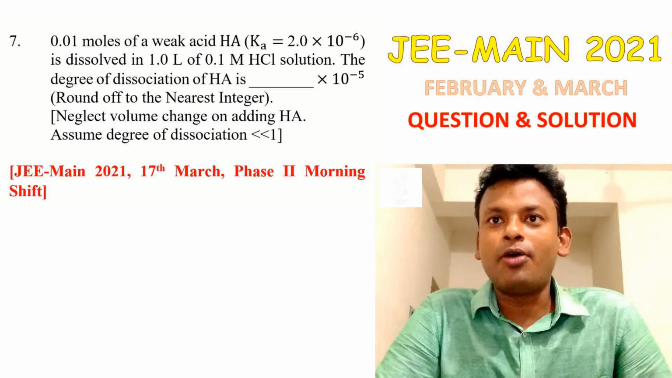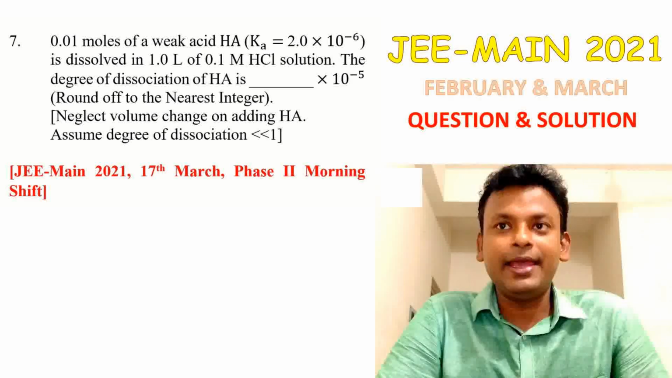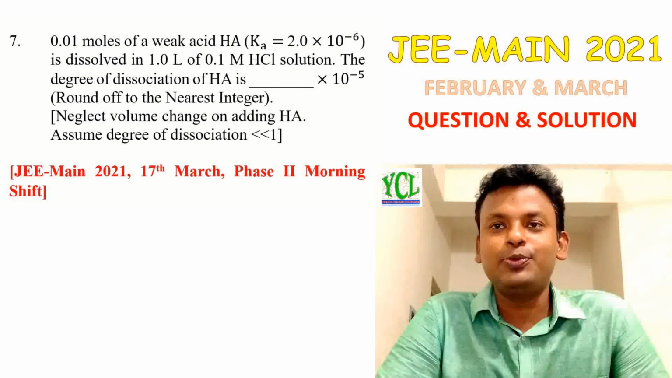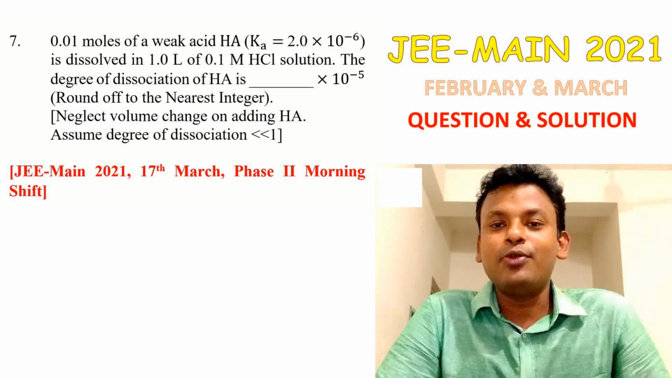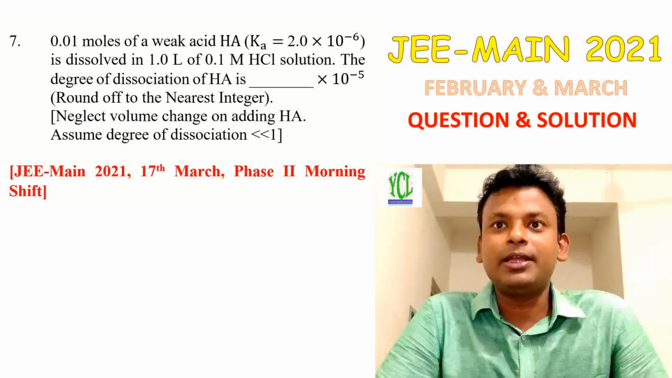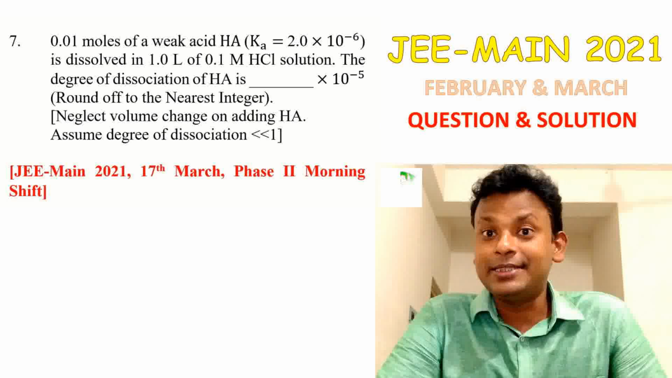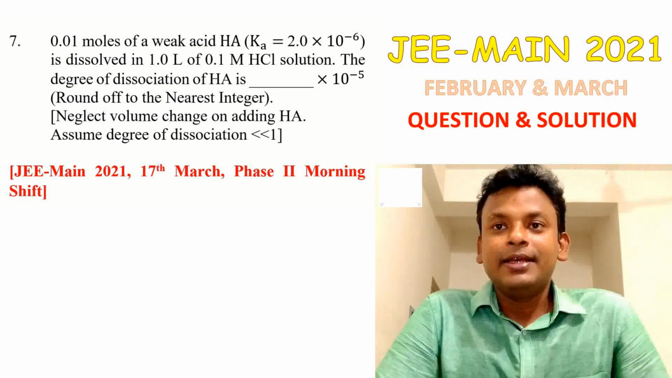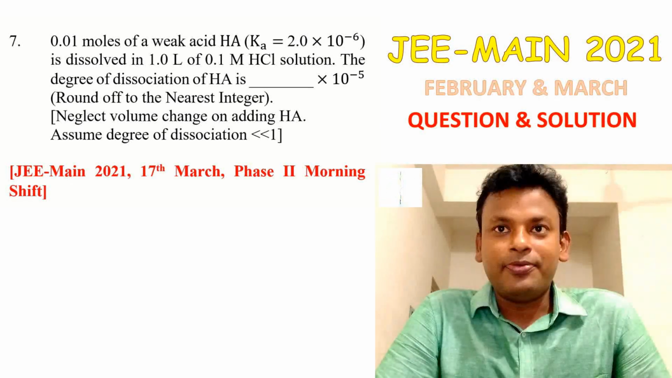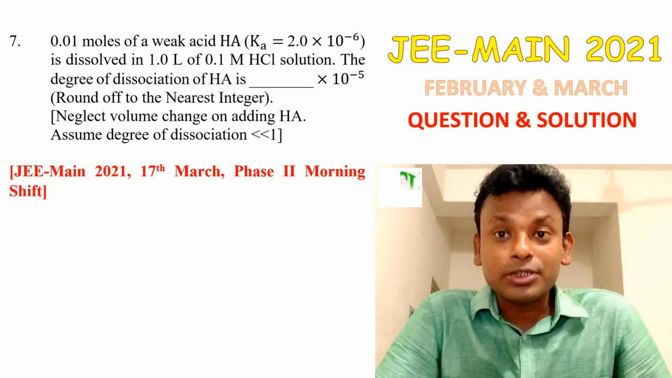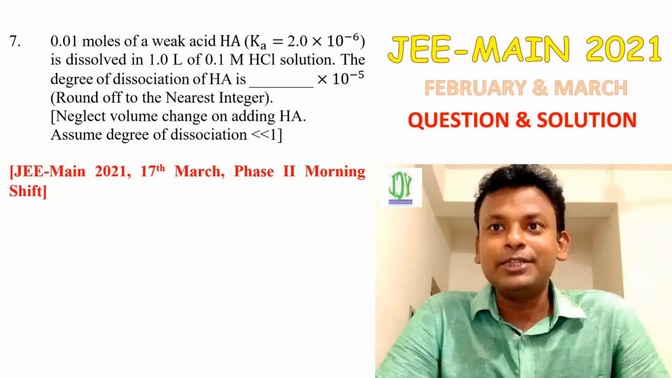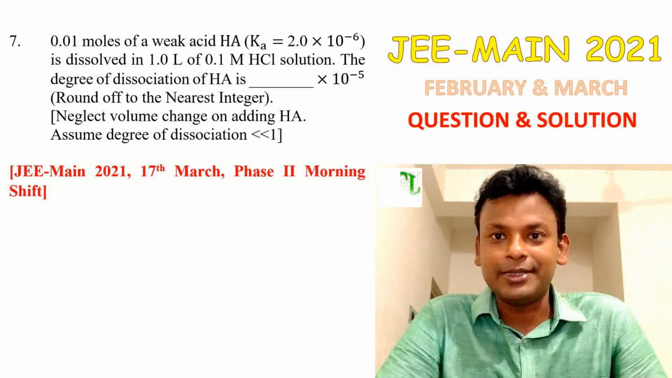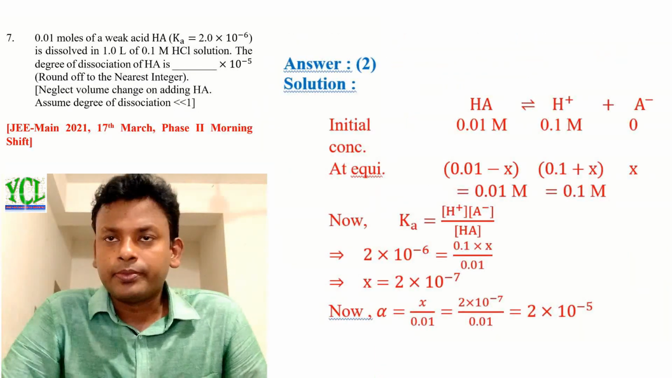0.1 moles of a weak acid HA, Ka equals to 2.0 into 10 to the power minus 6, is dissolved in 1 liter of 0.1 molar HCl solution. The degree of dissociation of HA is dash into 10 to the power minus 5. And this question was set in 2021, 17th March, page 2, morning shift, and answer is 2.